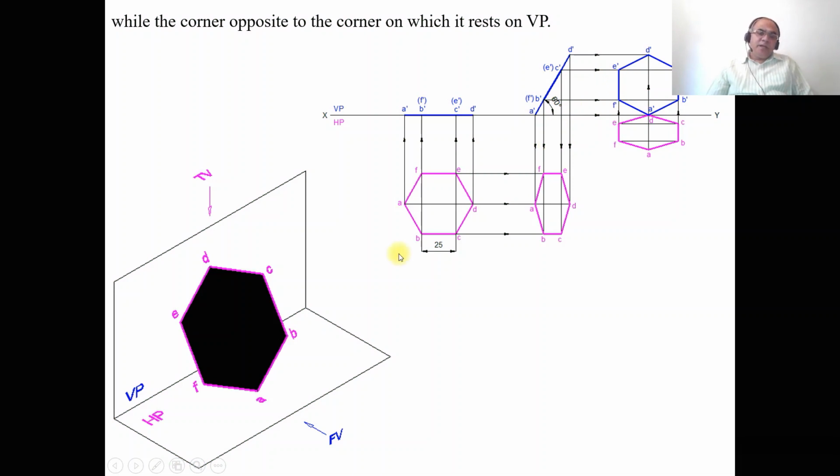So this is how we will be able to analyze this problem in 3 dimensions and also by using the orthographic view. How do I know that my problem is right? It is a hexagonal lamina of 25 mm side resting on one of its corners on HP. The corner opposite to that corner, which is D, is on the vertical plane, and the surface makes an angle of 60 degrees with HP. So this is how you will be able to analyze this problem.